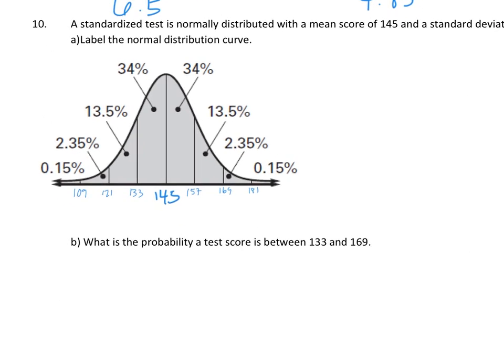What is the probability a test score is between 133 and 169? Well, here's our 133, and then up to 169. So that is this region of the graph. So we would just add up this number and this number and this number, because those are the 3 columns that they cover. So 34 plus 34 plus 13.5.